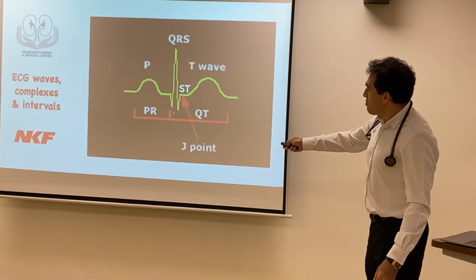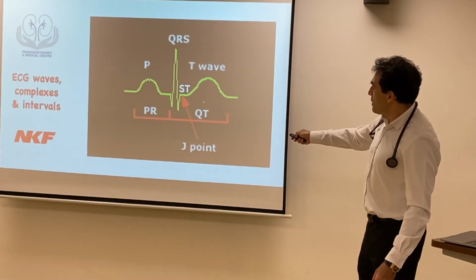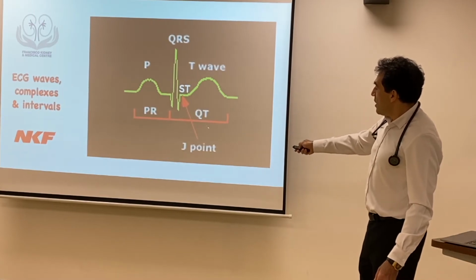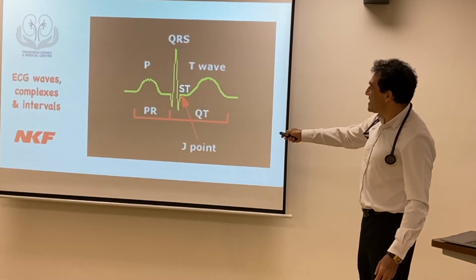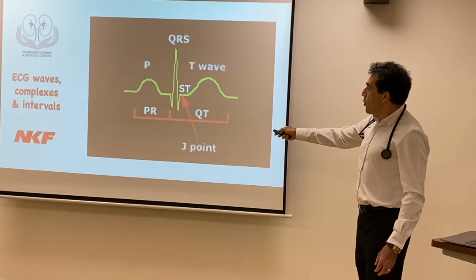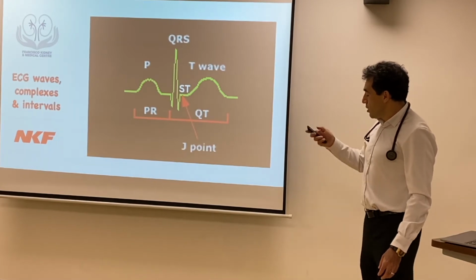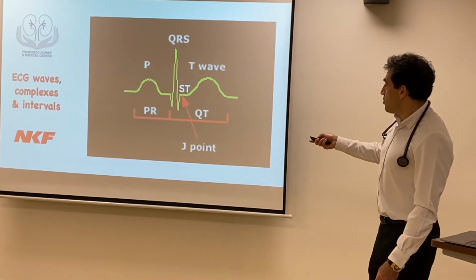Something we measure is the QT interval, that is from the beginning of the QRS until the end of the T wave. And something important for you to know is the J point, that is the point where the QRS ends and the ST segment starts. We will go into this a little bit later.